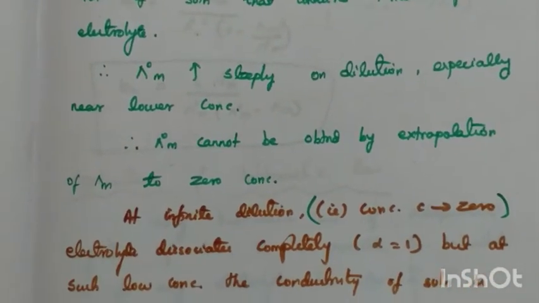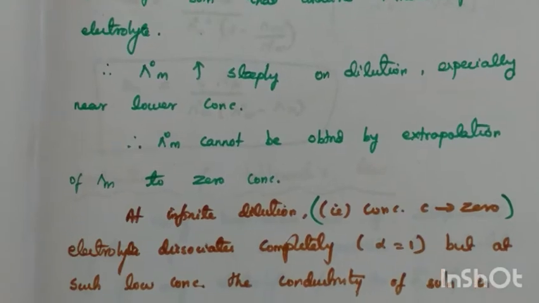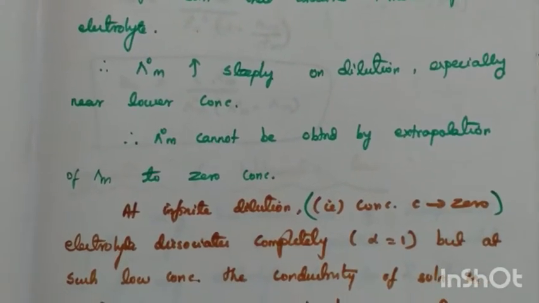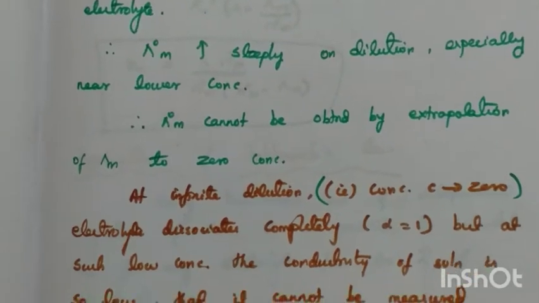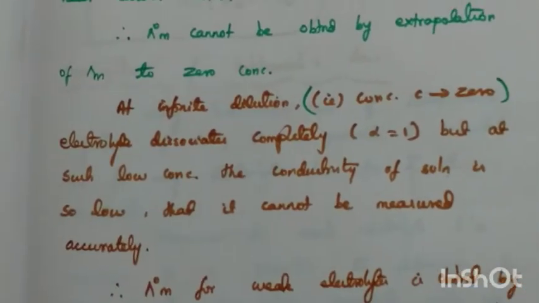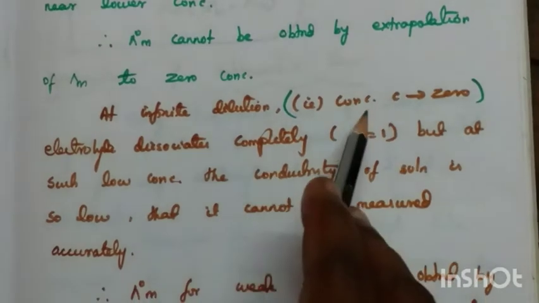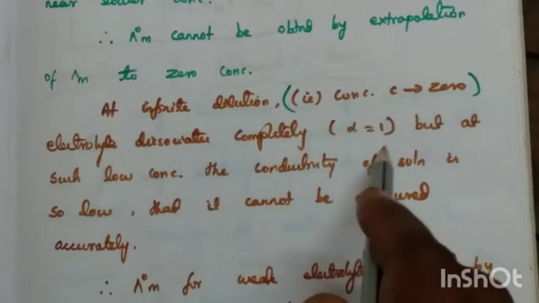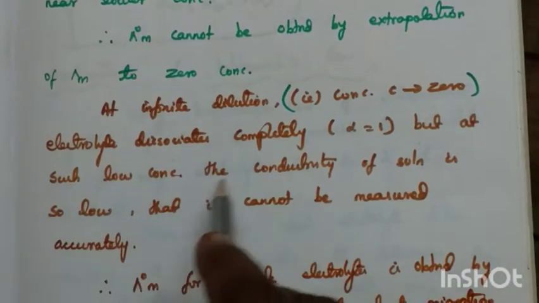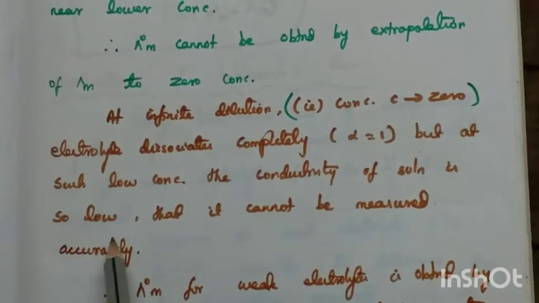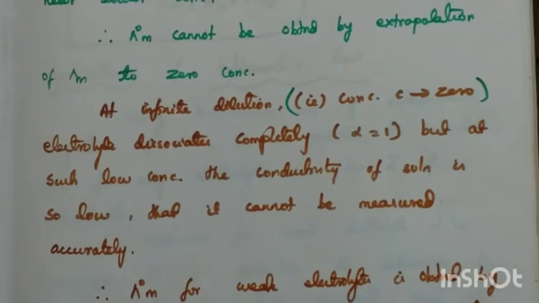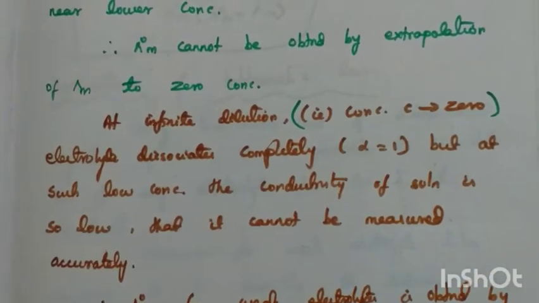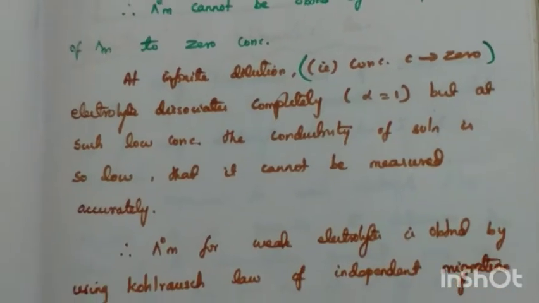In that graph, for a strong electrolyte we can extrapolate and get the intercept, but in a weak electrolyte we cannot get the intercept. Because at infinite dilution, that is concentration equal to 0, the electrolyte dissociates completely and alpha is equal to 1. But at such low concentration, the conductivity of the solution is so low that it cannot be measured accurately.